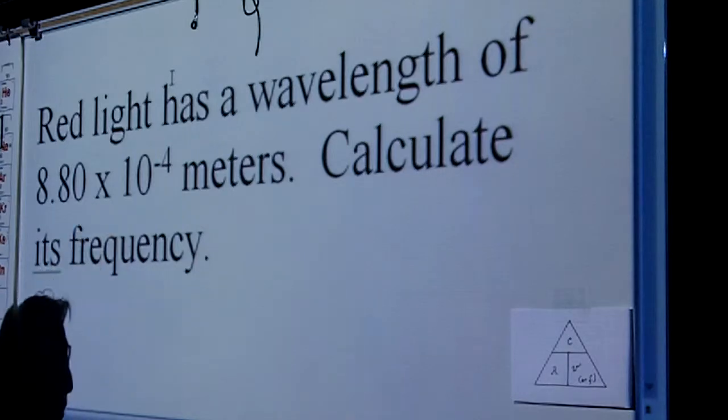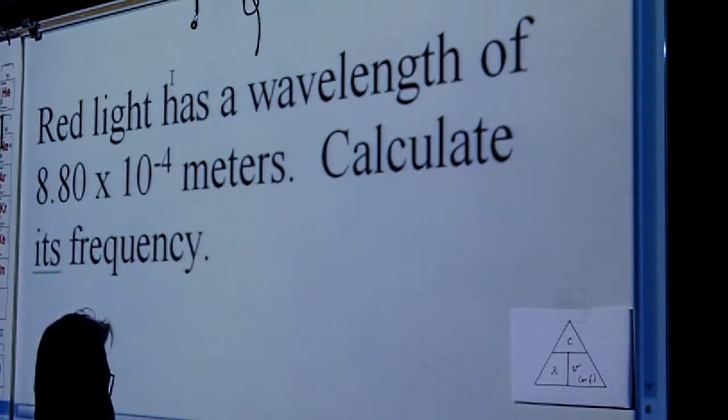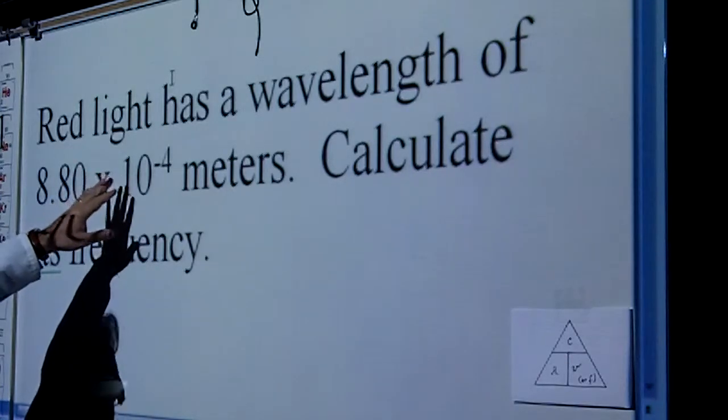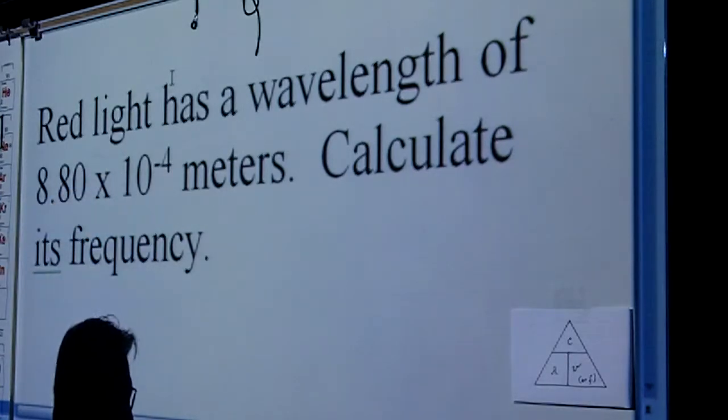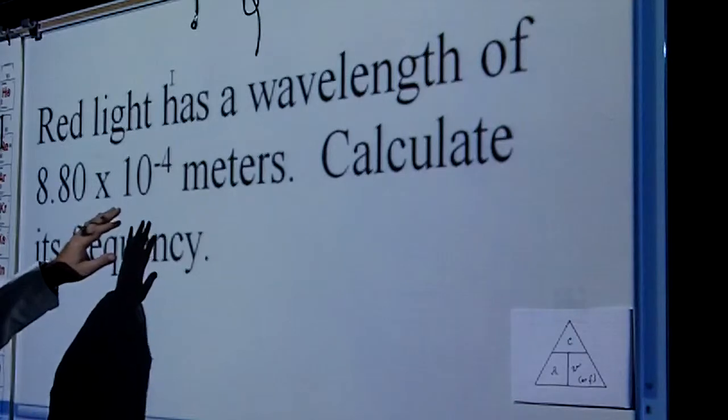In order to work this problem, we need to understand a couple of things. The first thing we need to know is that red light is part of the visible spectrum, which is part of the entire electromagnetic spectrum, which means this. It means that the speed of that wave is 3.0 times 10 to the 8th, or the speed of light. Nothing travels faster than the speed of light, but all electromagnetic radiation travels that fast.